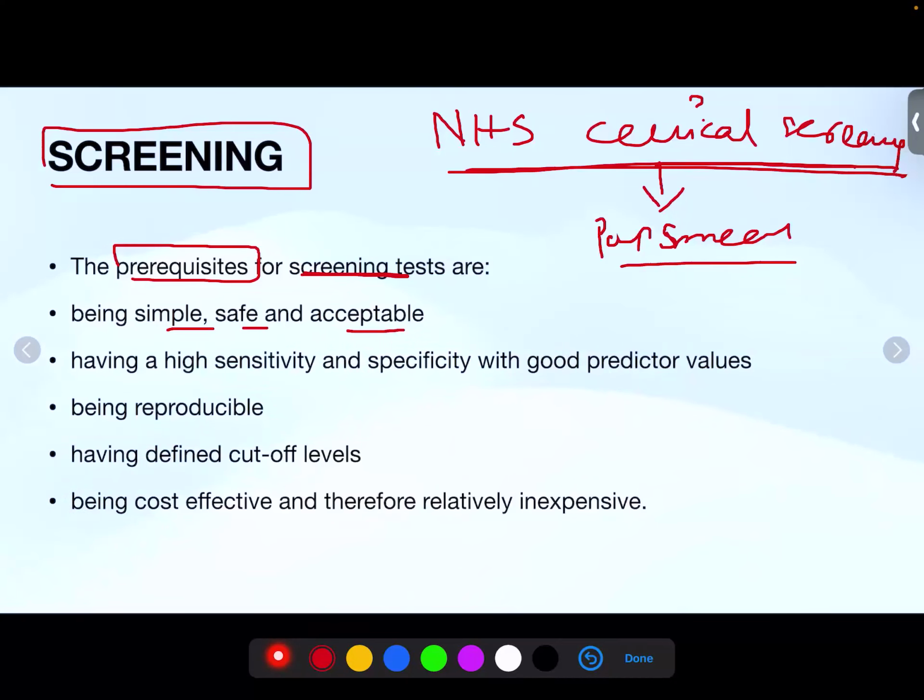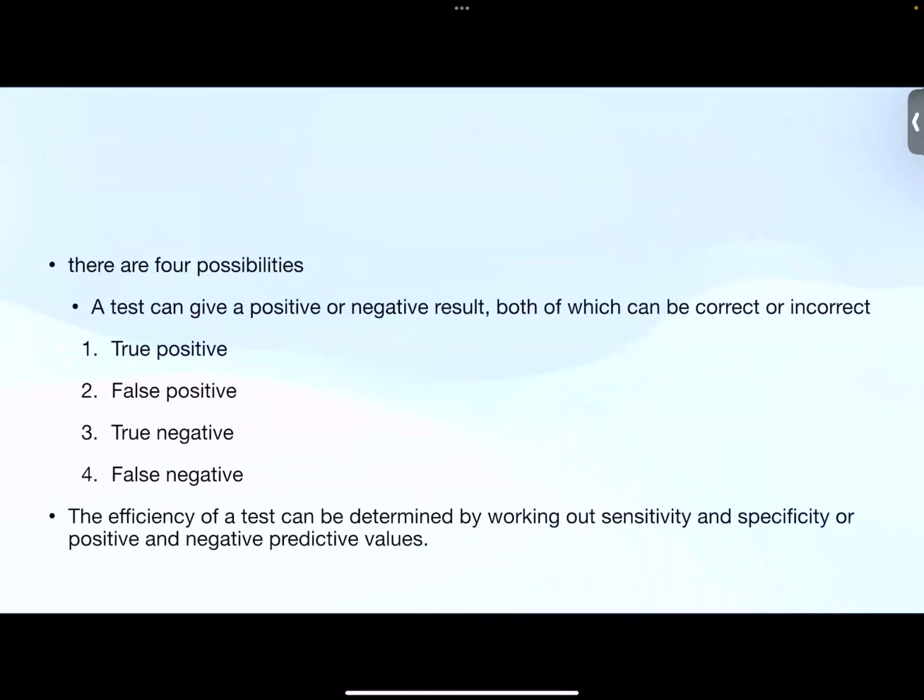So first it has to be simple, safe, and acceptable, and it should have a high sensitivity and specificity as well, because the purpose is to diagnose the earlier cases of any disease. So the test should be highly sensitive. Okay, so high sensitivity, high specificity, we'll be discussing these two terms in our next slides. The test should also be reproducible, with cutoff values, and should be a cost effective method. Okay, so these are the prerequisites of any screening test.